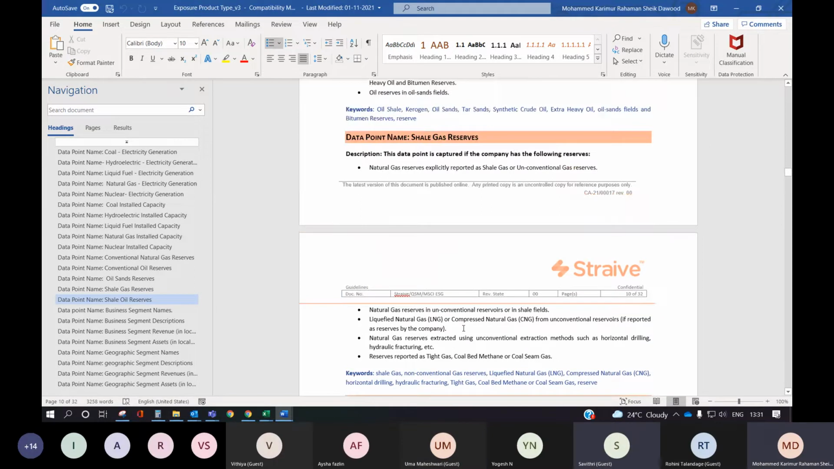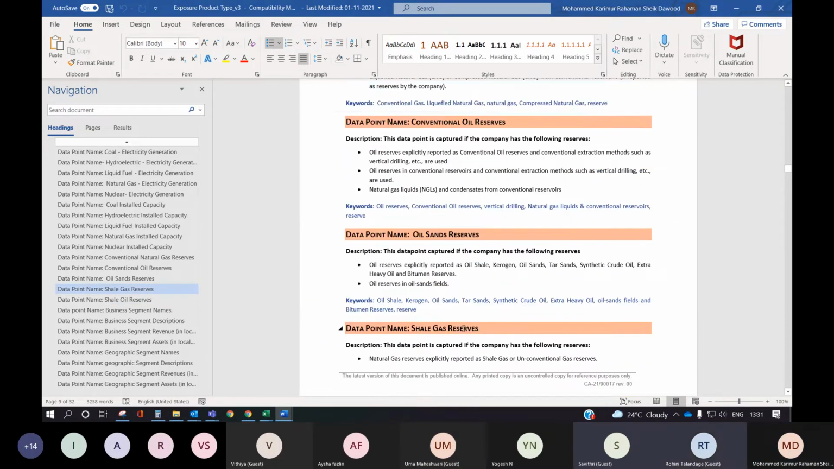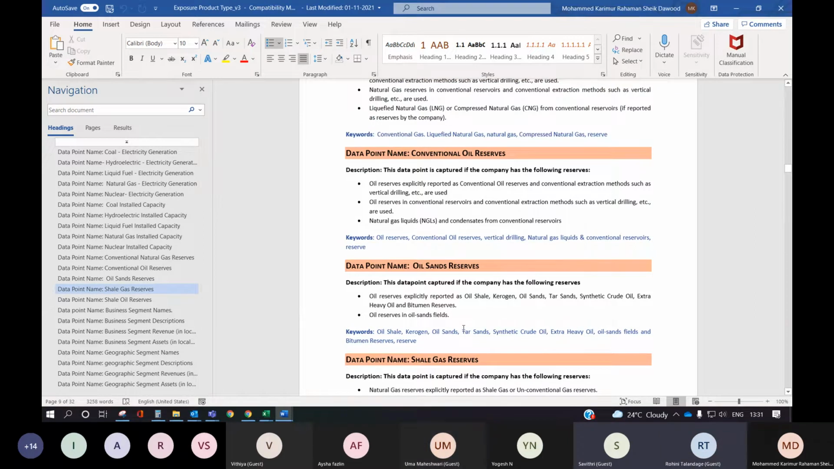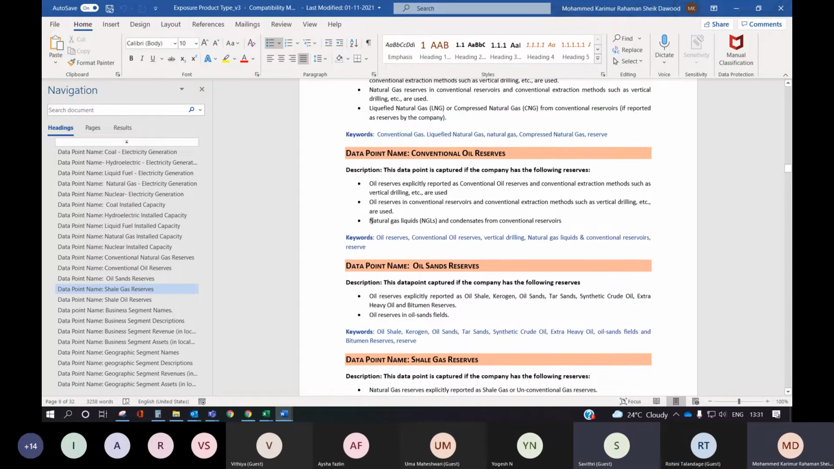Any doubts in these reserve data points, team? No, sir. Okay. For these we don't have snaps now, but anyhow we will be updating them in future. The updated documents will be available in your tool itself, so that whenever you are processing, you can refer to them then and there.